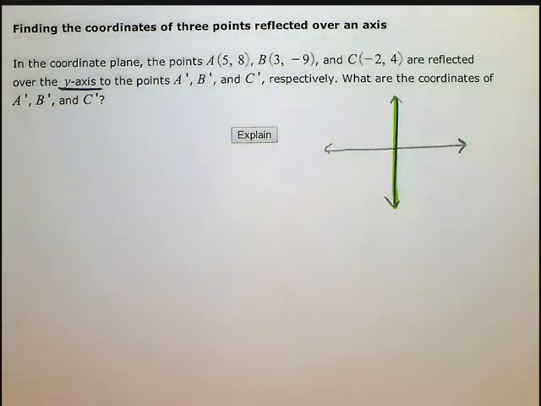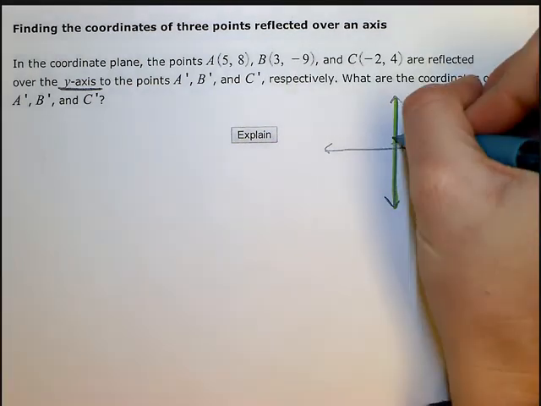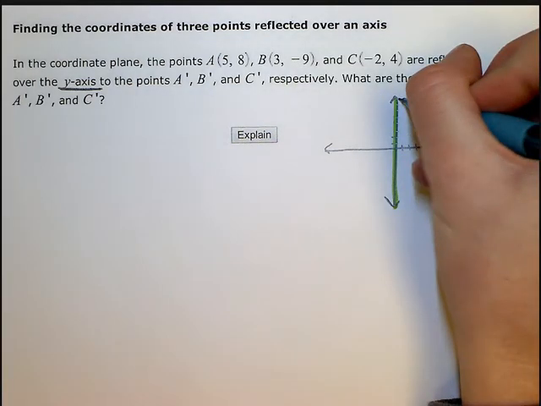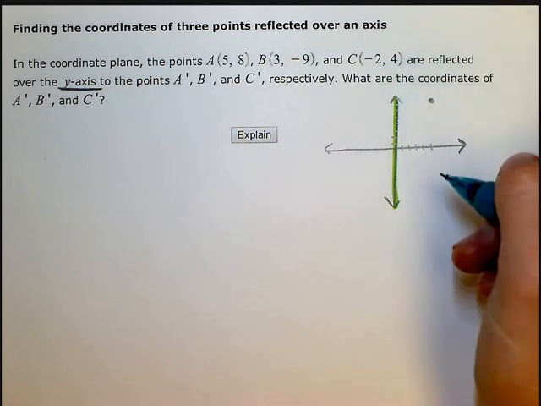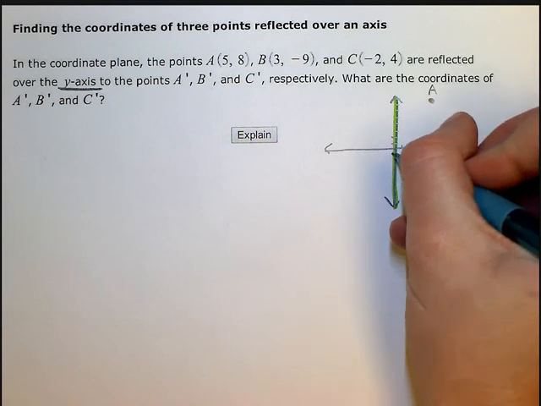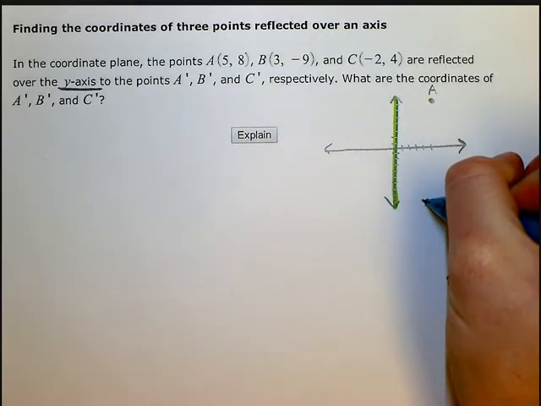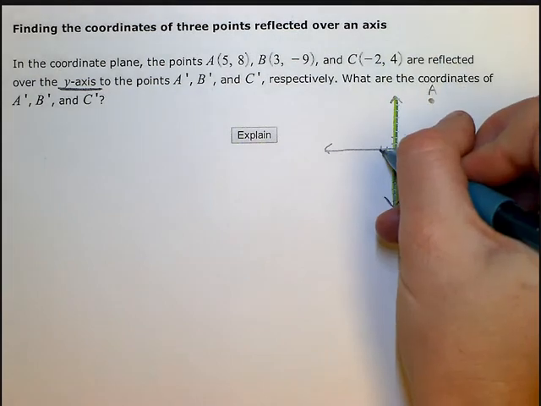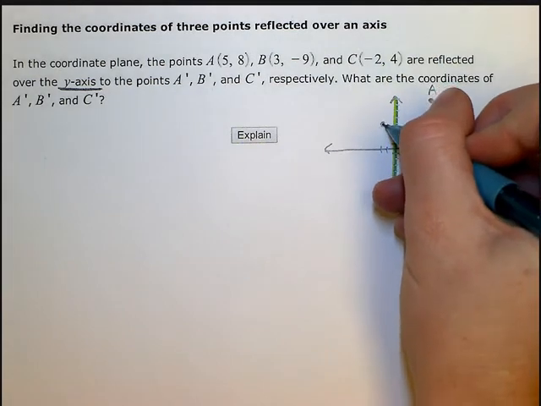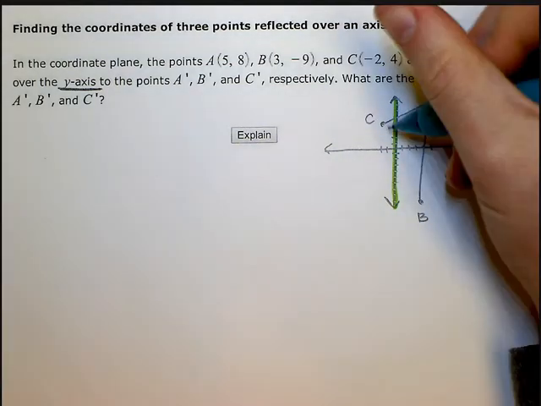And I'm just going to do a super miniature graph of this so I have some concept of what's going on. 1, 2, 3, 4, 5. 1, 2, 3, 4, 5, 6, 7, 8. So my first point's somewhere up here. That would be A. My next point would be 1, 2, 3, -9. 1, 2, 3, 4, 5, 6, 7, 8, 9. So 3, -9 is approximately right there. That's going to be B. And C is going to be -2, 1, 2, 3, 4. Like I said, this is just a rough graph so that in my head I can picture what's going on here.